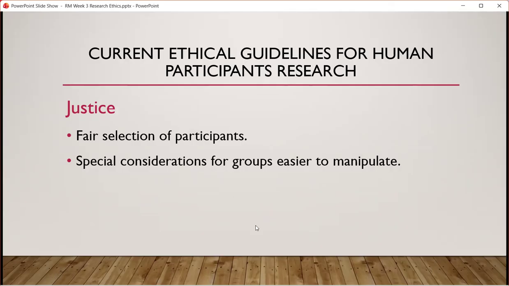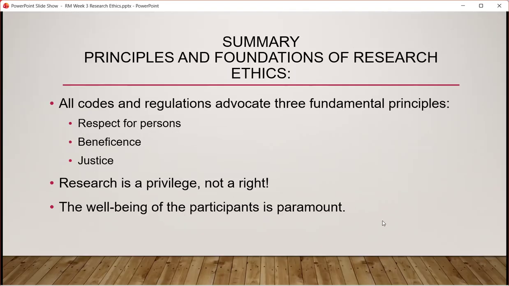Justice, this means the fair selection of participants and also special considerations for groups that are easier to manipulate. Overall, the summary here is all codes and regulations advocate three fundamental principles: respect for persons, beneficence, and justice. Research, again, is a privilege and not a right, and absolutely the well-being of the participants is paramount.